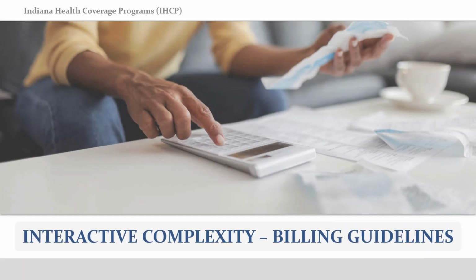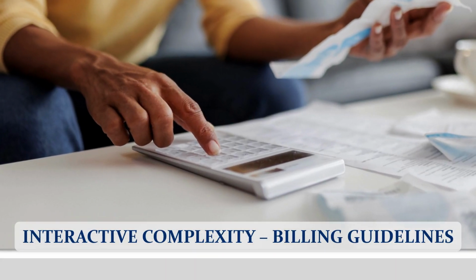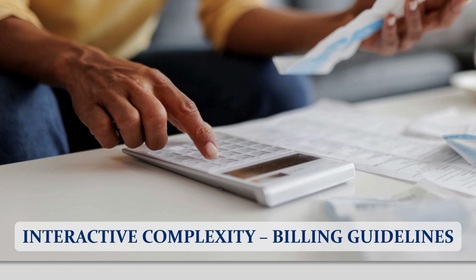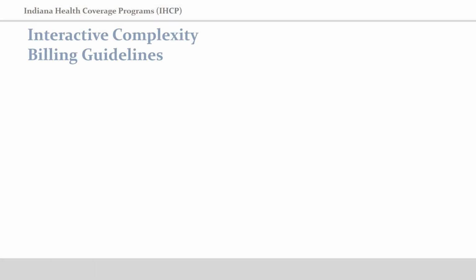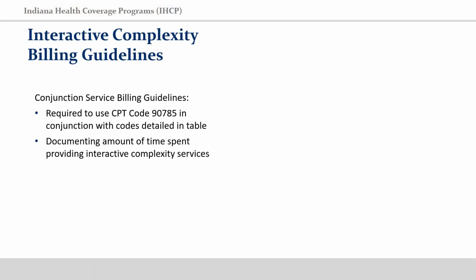IHCP and CMS have created billing guidelines to help providers understand the regulations associated with the interactive complexity add-on service. This section reviews these key regulations. When providing the interactive complexity service, the billing provider should use CPT code 90785. For time-based codes, the documentation must specify the duration spent on interactive complexity services.